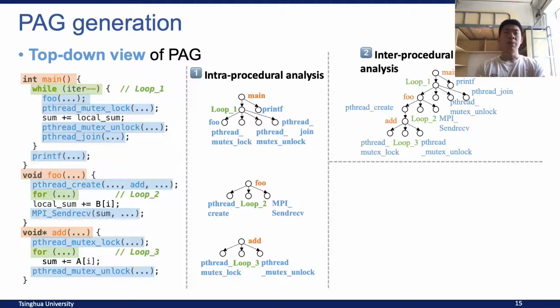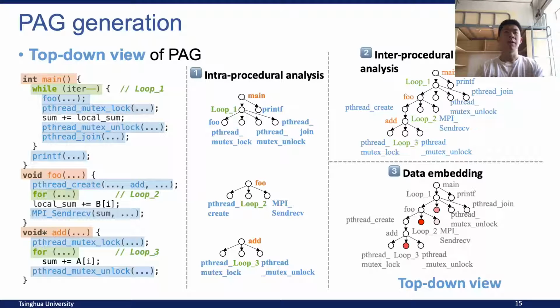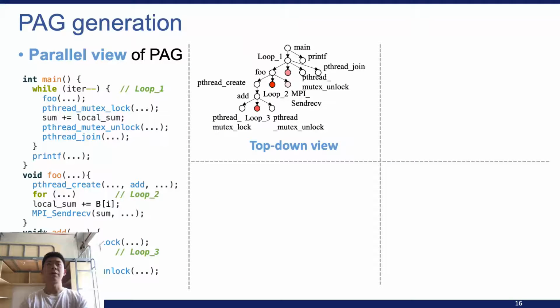Then we perform inter-procedure analysis to combine all functions' structure as a program structure with function call relationships. Finally, we embed performance data on the program structure to generate a top-down view of PAG. Parallel view is generated based on top-down view.